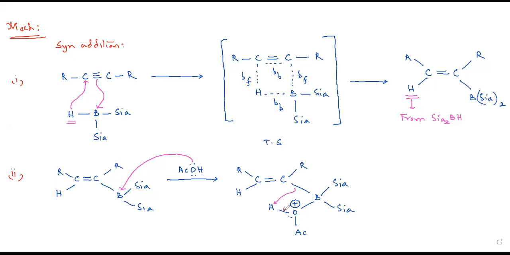As and when the bond is formed with hydrogen, this goes off and you'll get the final product. Come on, check this out. R, C, H, double bond, C, R. You got another hydrogen, but interestingly, this is not from your disiamylborane. This is from acetic acid. And now the byproduct is you got AcO connected to boron, which has already got two Sia groups.